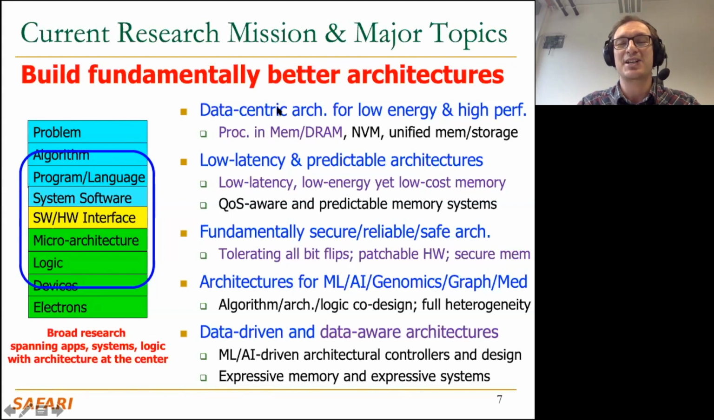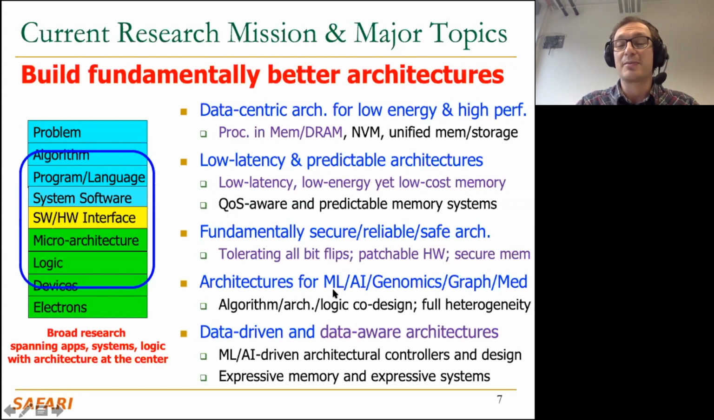I presented this in the first lecture, but some of these may make more sense right now, since we covered processing in memory and DRAM, non-volatile memory, unified memory, and storage. These are all examples of data-centric architectures for low latency, low energy, and high performance. We also covered a lot of low-latency, low-energy, low-cost memories, quality of service, and unpredictable systems. And we talked about security and reliability issues, some of them in detail, some of them in less detail. And some example works we've discussed are about architectures for machine learning, artificial intelligence, genomics, graph processing, and medicine also. There's a lot of potential for this, and this is almost limitless, right?